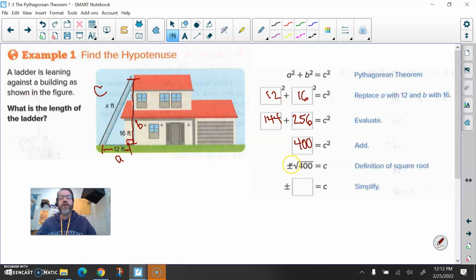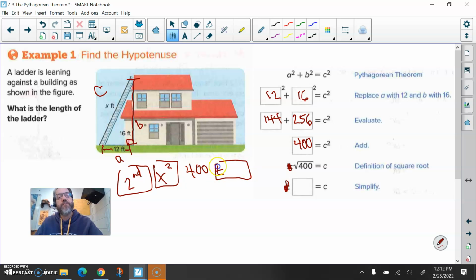Don't worry about plus or minus 400. We know we want the positive value. So let's just ignore that. And now the square root of 400. Again, you need to hit the second function button on your calculator. And then hit the x squared button. And then enter 400. And then hit enter.